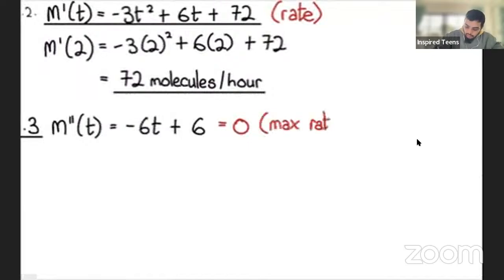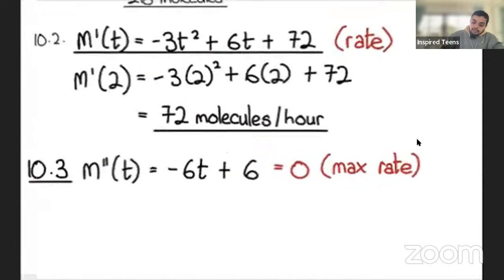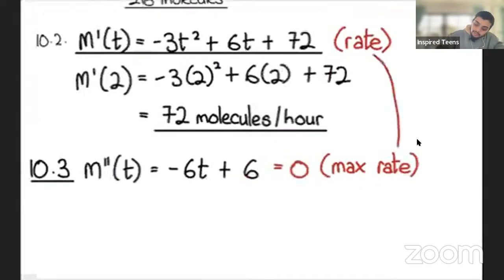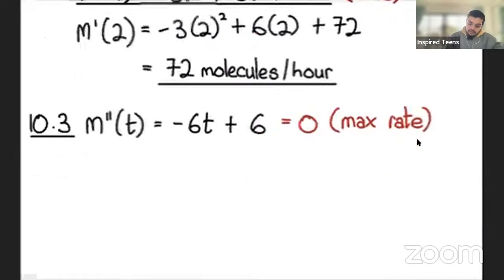So how do you find maximum? You derive and equate to 0. What are we deriving? What do they want to find the maximum of? They want to find the maximum of the rate. So if you want to find the maximum of the rate, you need to take the rate's equation, derive it and equate it to 0. So we derive the first derivative equation and equate it to 0. Okay, I hope that's making sense. Please, if you have any questions, stop me and ask.